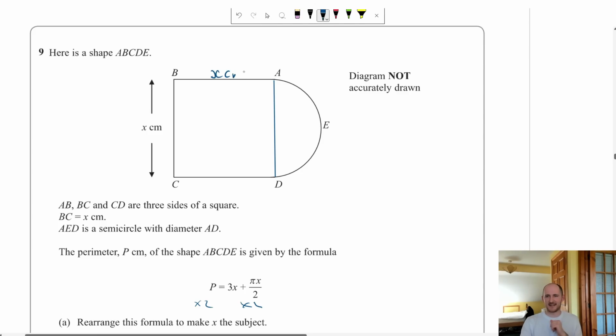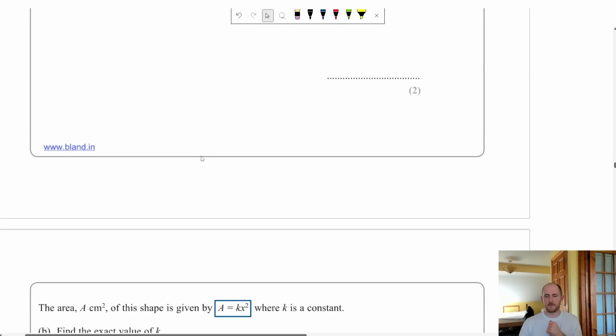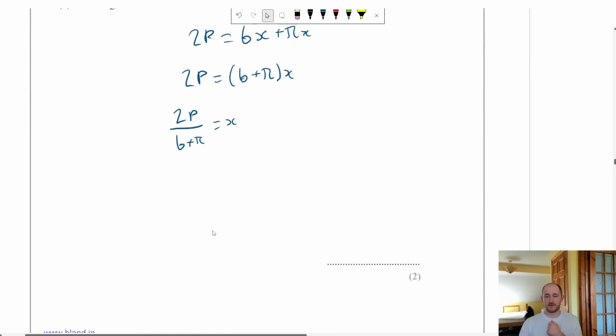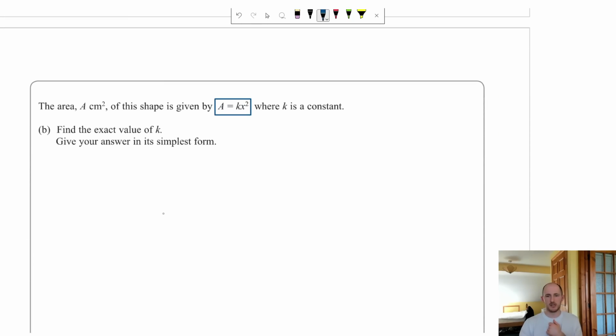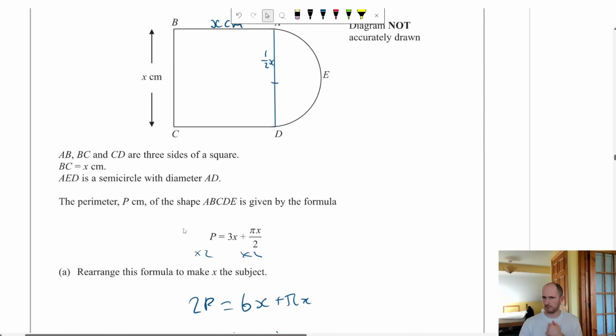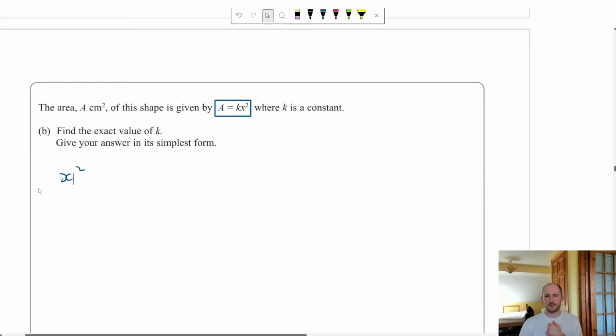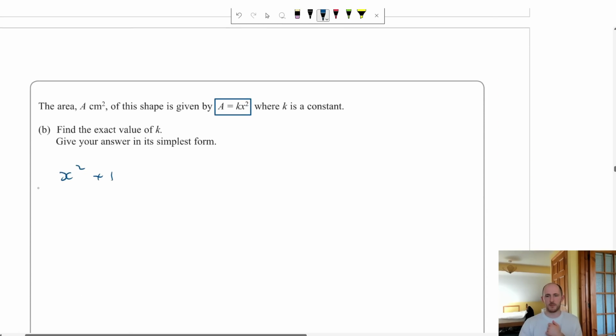So this is also x centimeters, and it means that the diameter of this is x. So the radius would be a half x. Cool, so it's just the area of a square plus the area of a semicircle. The area of a square would be x squared, because x times x. Pi r squared for the area of a circle, but then we're going to divide it by 2. So pi, a half x squared.